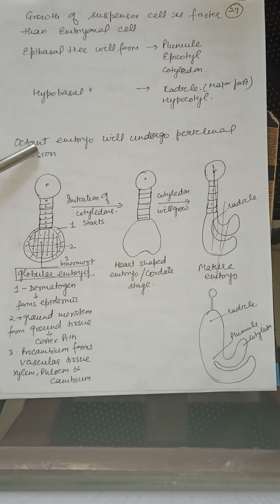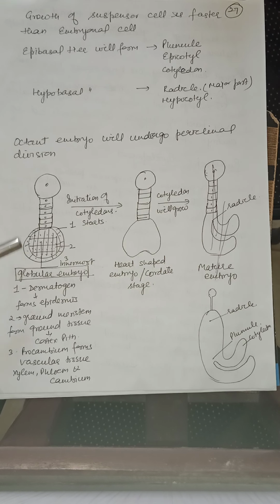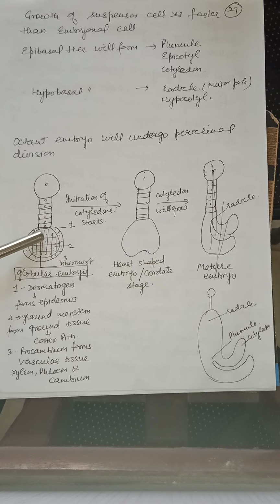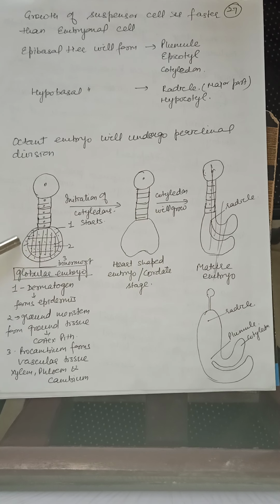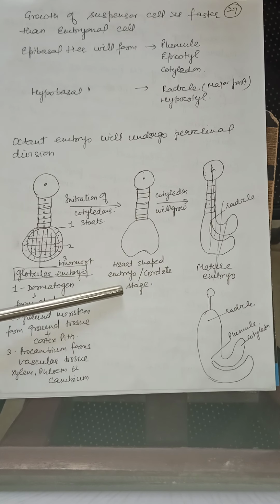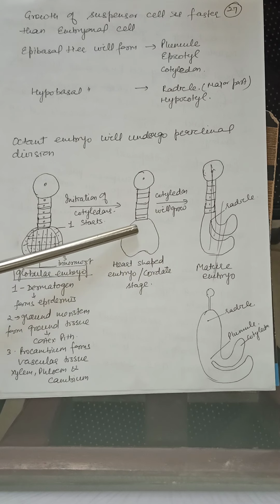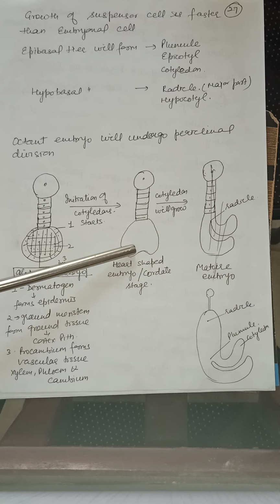Now this octant embryo which I showed you earlier will undergo periclinal divisions to form a multicellular mass of the embryo. This multicellular embryo is also known as the globular embryo. In this globular embryo, initiation of cotyledons will start. When cotyledon formation is initiated, the globular embryo will change into a heart-shaped embryo or cordate embryo. See, this is the heart-shaped embryo.